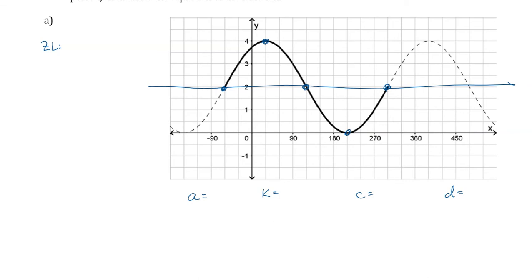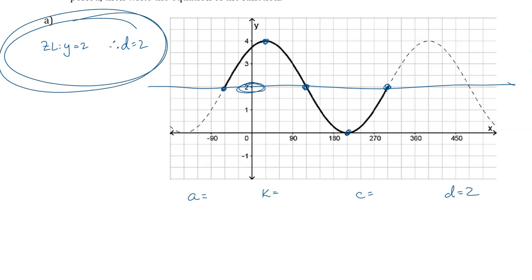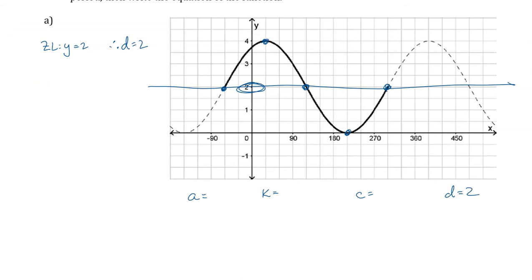So what is the zero line in this case? It's 2. Y equals 2. Therefore, D is 2. And I can fill in that blank. You don't have to write it twice. It's up to you. I'm going to write it over here because it's going to show in the lesson how I got that the D value is 2. I did the zero line first, and therefore I was able to conclude that D is 2.